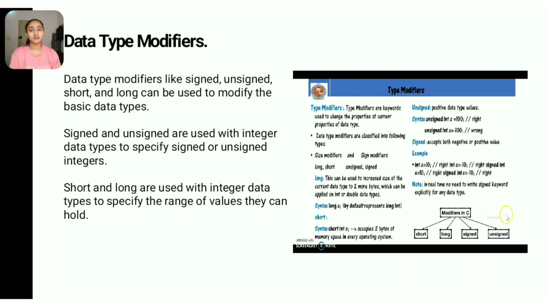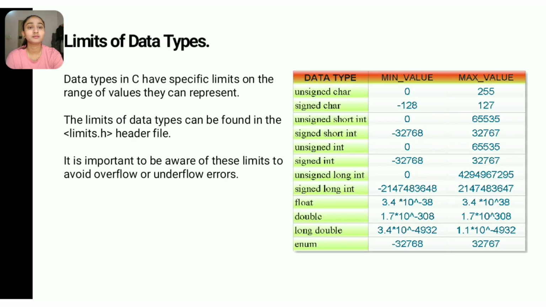Data type modifiers. Data type modifiers like signed, unsigned, short, and long can be used to modify the basic data types. Signed and unsigned are used with the integer data types to specify signed or unsigned integers. Short and long are used with the integer data types to specify the range of values they can hold.